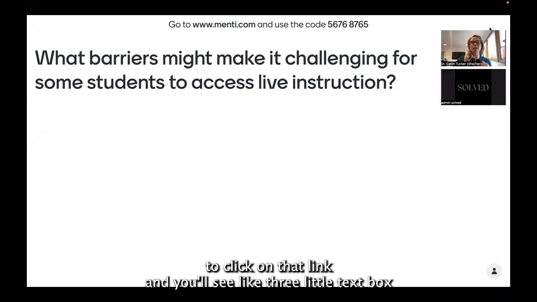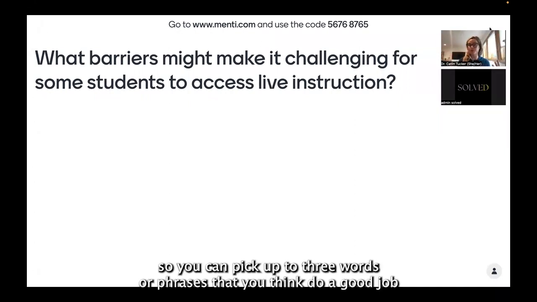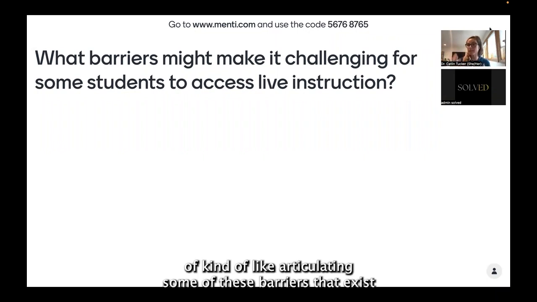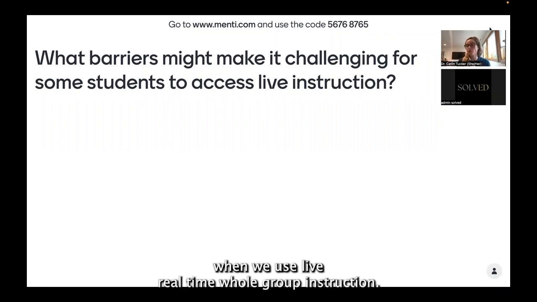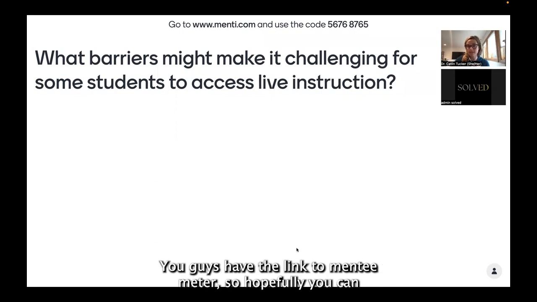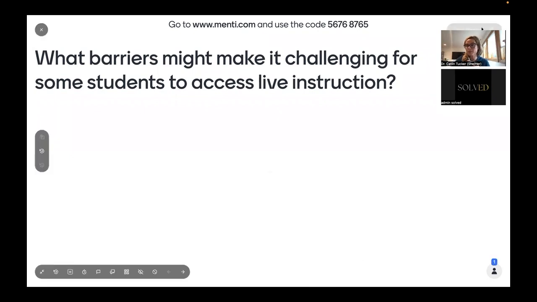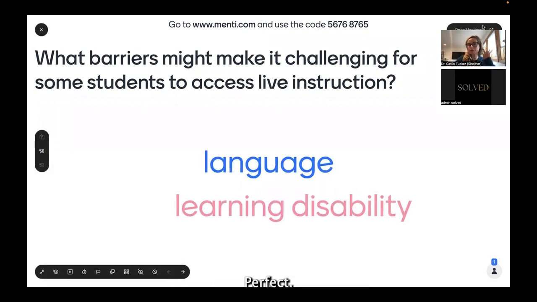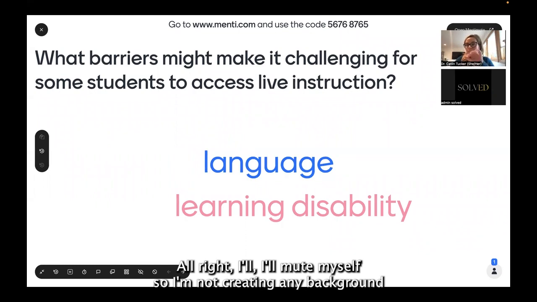Click on that link and you'll see three little text boxes. So you can put up to three words or phrases that you think do a good job of articulating some of these barriers that exist when we use live, real-time, whole group instruction. I'll pause myself and watch the chat window. You guys have the link to Mentimeter, so hopefully you can throw your ideas into the mix. Perfect. All right, I'll mute myself so I'm not creating any background noise.